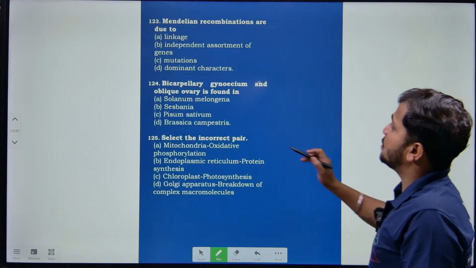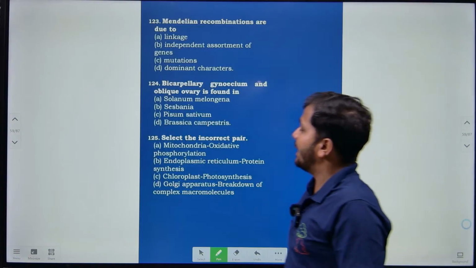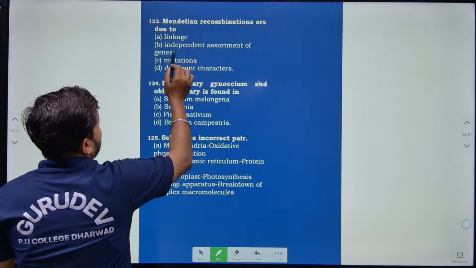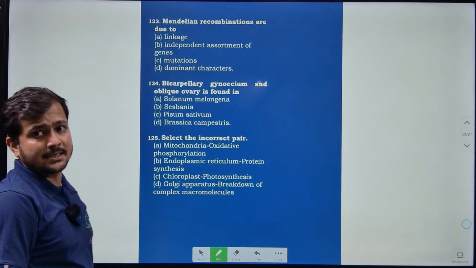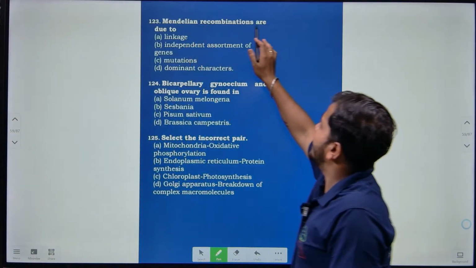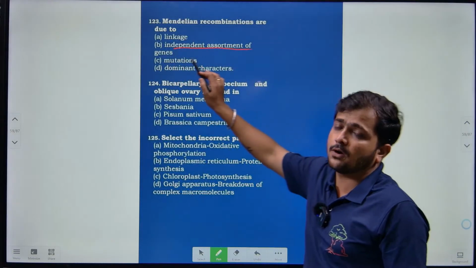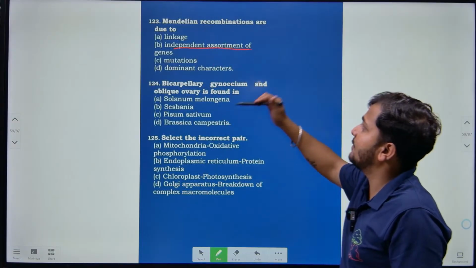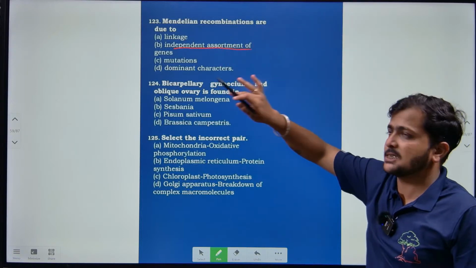Then the next question: Mendelian recombinations are due to what? The options are linkage or independent assortment of genes, mutation, dominant characters. Based on that, Mendelian recombinations are due to the independent assortment of genes. It is not related to linkage or mutation or even the characters.